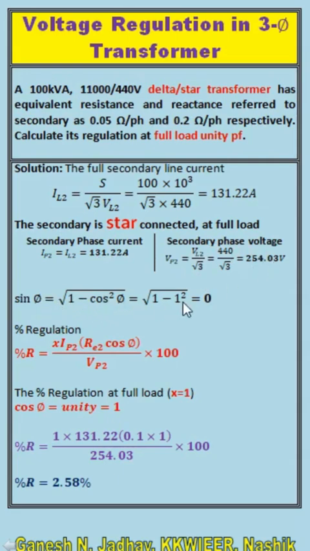Here the power factor is given as unity, hence sin phi is equal to 0. So in the percentage regulation, the term related to sin phi is 0. Hence it is x Ip2 Re2 cos phi upon Vp2, into 100. Substituting all the values, the regulation is equal to 2.58%.